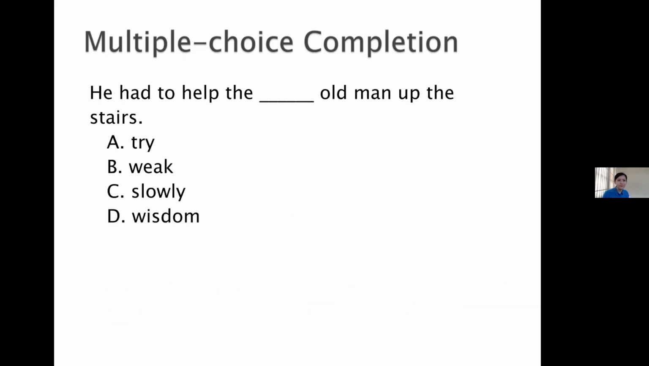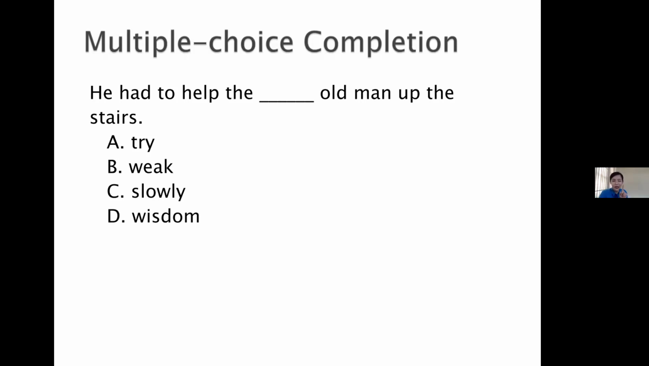What about this one? He had to help the old man up the stairs. Try, weak, slowly, wisdom. The answer is B. Do you think that this item is good or not? All right, you got it. You mentioned the word part of speech. Yes, this is the keyword of this item.